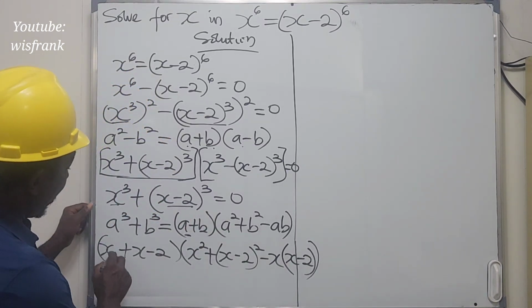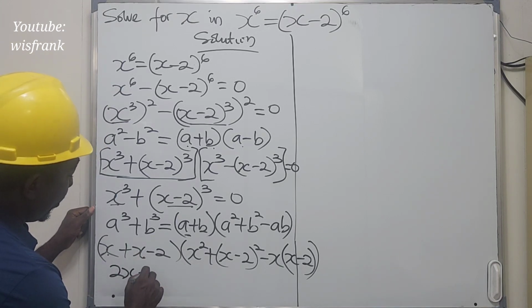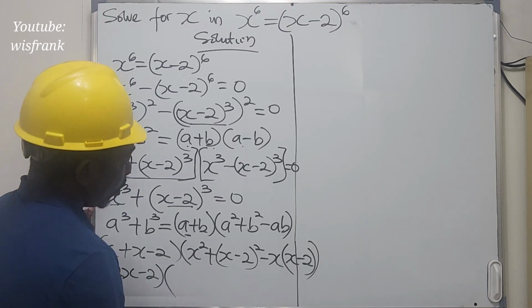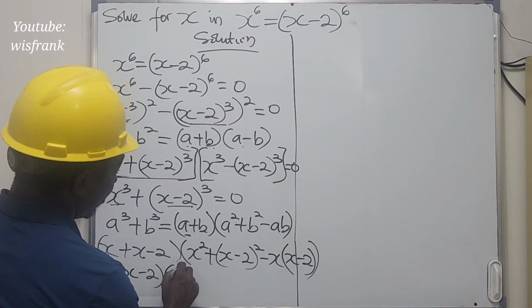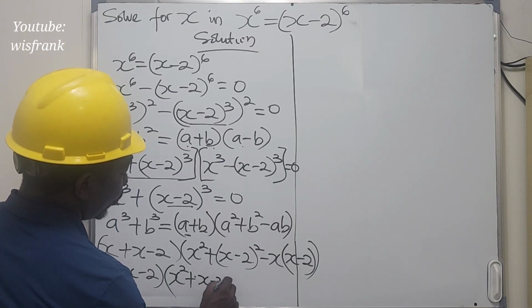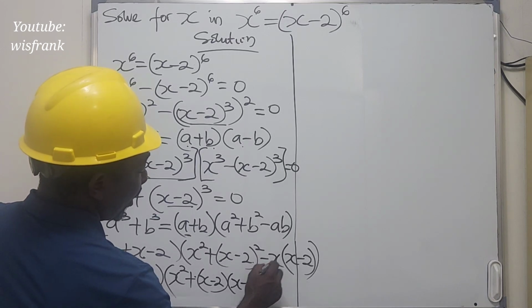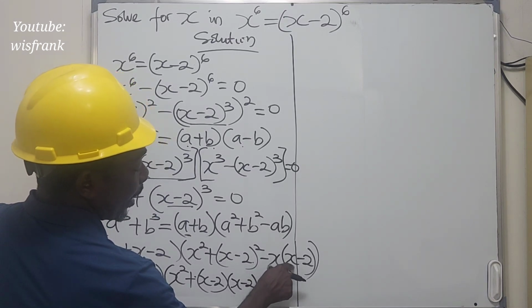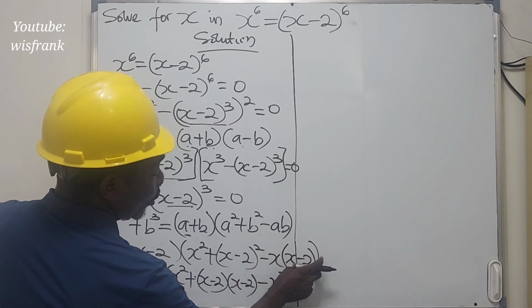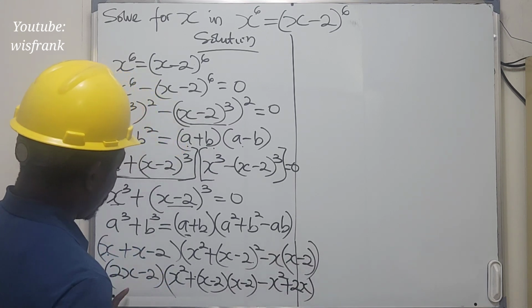So this is what we have, expressing this in this format. In this case, we have here x plus x, we have 2x. Then we have minus 2. That is for the first parenthesis. Then the second one, we have here as x to the power of 2 plus (x minus 2) into (x minus 2). So we have here as minus x times x, we have x to the power of 2. We have minus x times minus 2, we have plus 2x.